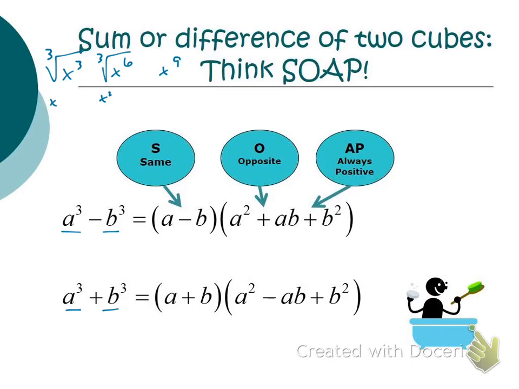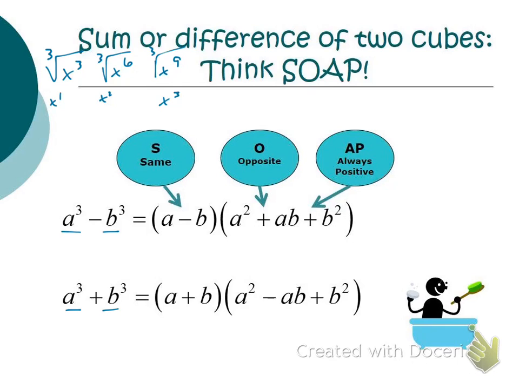You're starting to see a theme. 3 divided by 3 is 1. 6 divided by 3 is 2. If I cube root x to the 9th, 9 divided by 3 is going to be 3. So we're looking for multiples of 3 to be a perfect cube. And we're just going to divide that exponent by 3 to find that perfect cube. Okay? That's how we're going to recognize it.